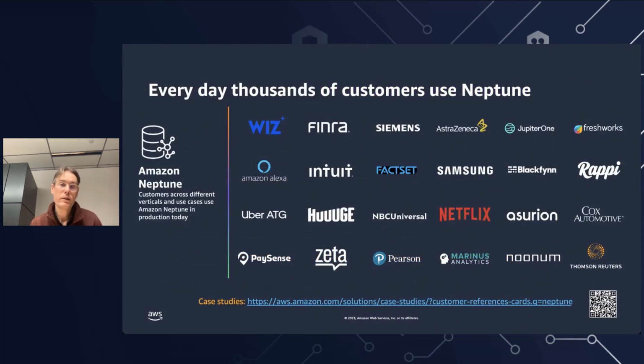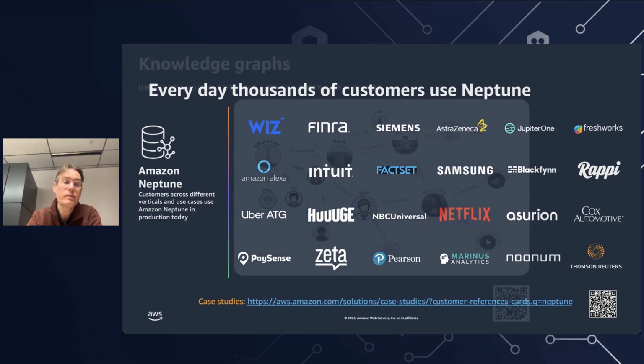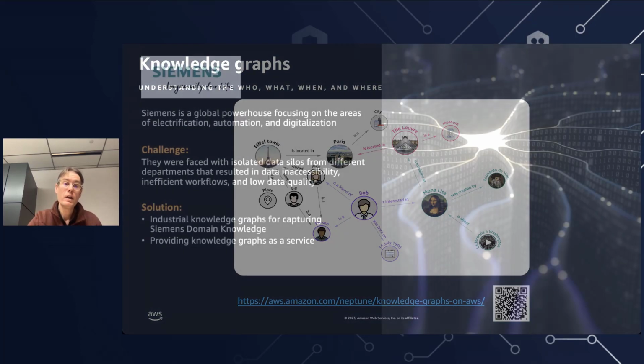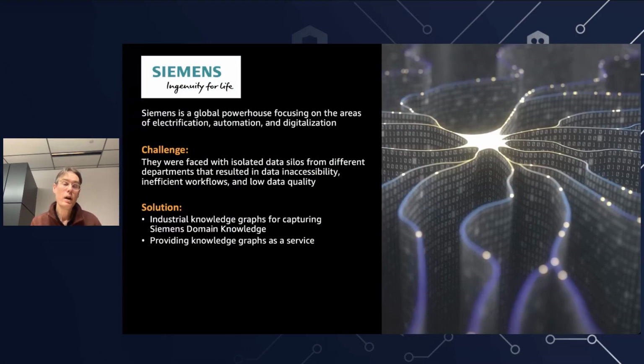Every day, thousands of customers use Neptune and create tens of thousands of Neptune instances to power a wide variety of use cases. There are really 4 major areas where we see significant customer use case traction. Knowledge graphs use relationships between information to help drive better information retrieval. Customers like Siemens are powering their knowledge graphs using Neptune, building things like digital twins for their IoT services.